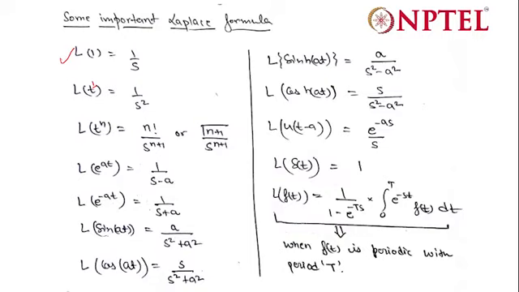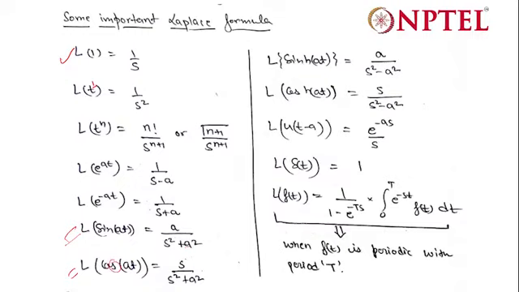Then Laplace transform of sin a t will be a upon s square plus a square. Laplace transform of cos a t will be s upon s square plus a square. How do I learn this? Here cos will start with s, cos s. That's how I learned. There will always be confusion in these two formulas. For me, how I learned it is that cos starts with s, so it will start with s, cos s.